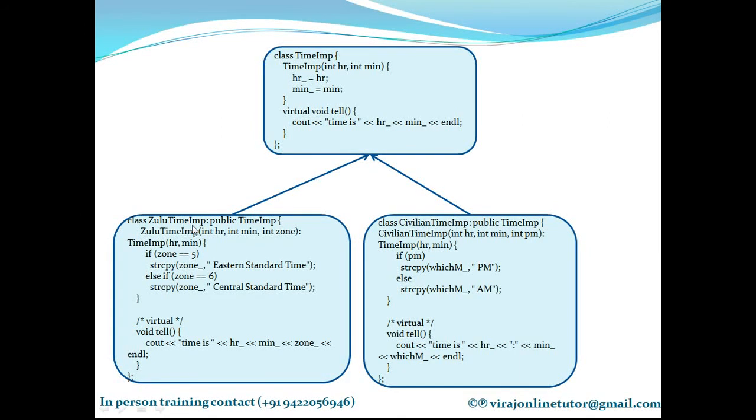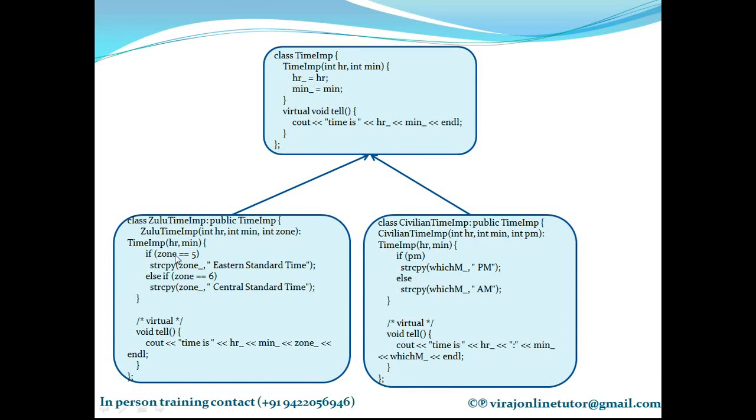I have something called Zulu time implementation and I call civilian time implementation. So in Zulu time implementation, in the constructor, it accepts hours, minutes and zone. So from these three parameters, I invoke the constructor of its base class and I pass hours and minutes to it. And for the third new parameter that has come in, zone, I check whether zone is equal to 5. If zone is equal to 5, I save Eastern Standard Time in it. If zone is equal to 6, I save Central Standard Time in the zone variable.